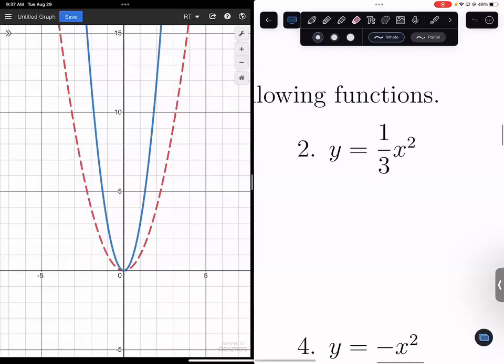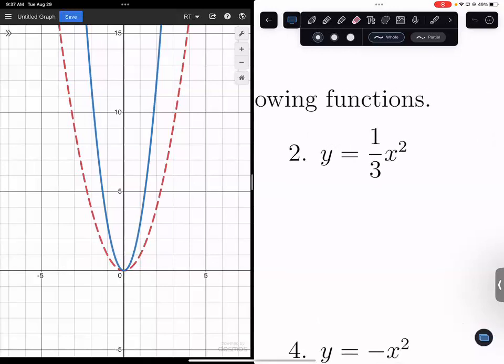This one that I didn't ask you to do, multiplying by 1/3 instead, that's going to be wider, right? It's going to shrink down vertically. So sort of compress it out and the whole thing lays out, right?